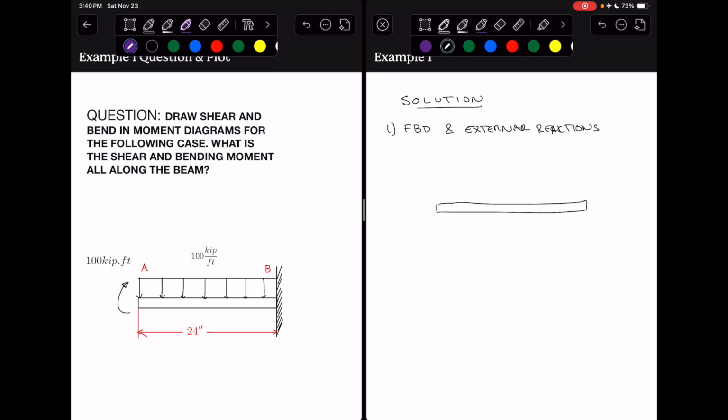Let's draw the beam by itself when we draw our free body diagram. Let's draw the corresponding loading that would go along with it. That line like that. And let's draw all the loadings that are present. We don't want to skip any of these.